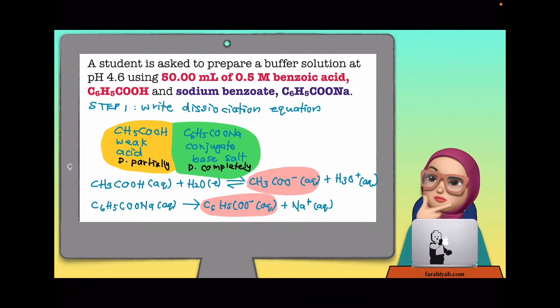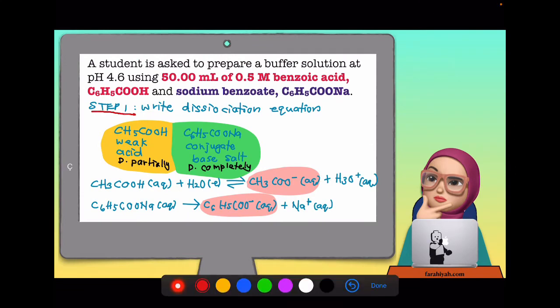Since this question is a buffer solution, the first step you need to do is write the dissociation equation for the weak acid and the conjugate base salt. And please remember, since the weak acid dissociates partially, in your equation you must use the reversible arrow. While for your conjugate base salt, since it dissociates completely, you will use the non-reversible arrow. And in your equation, state of matter is a must.